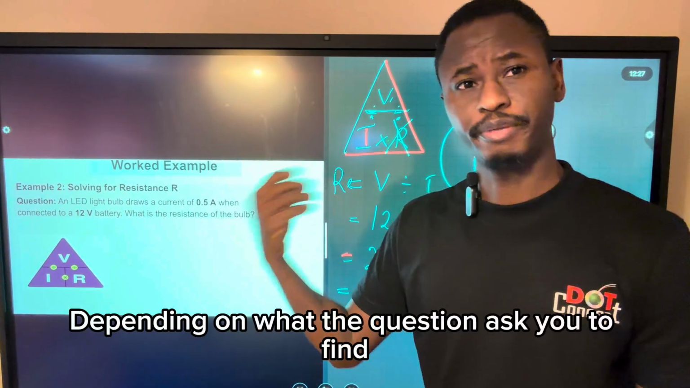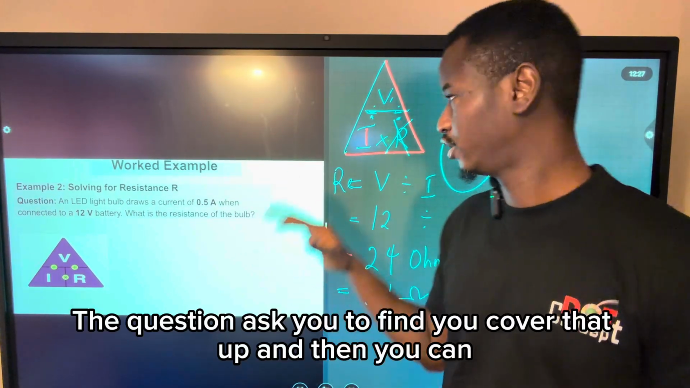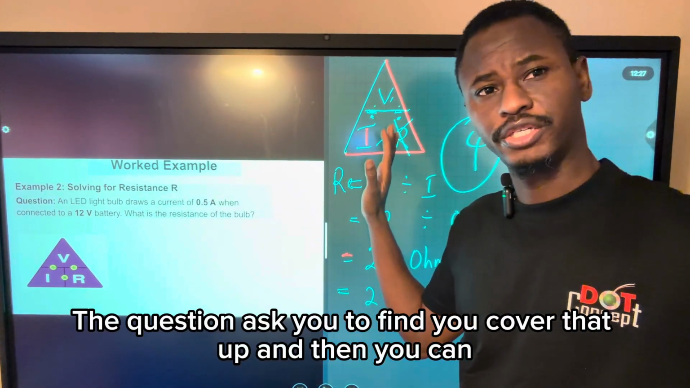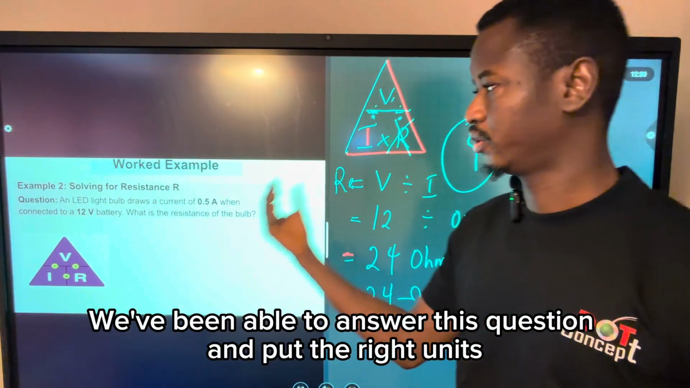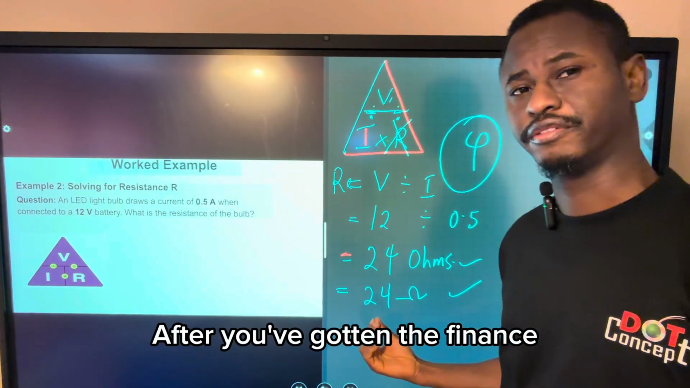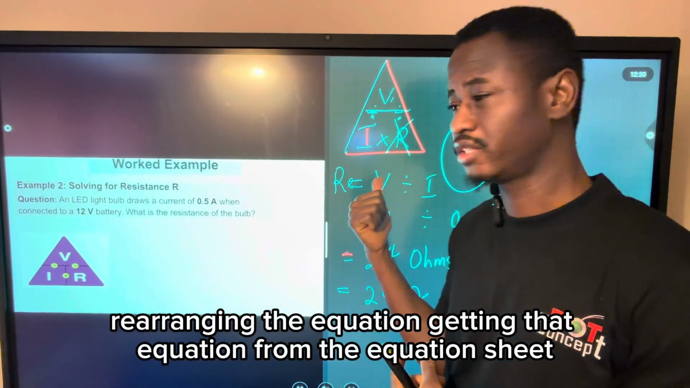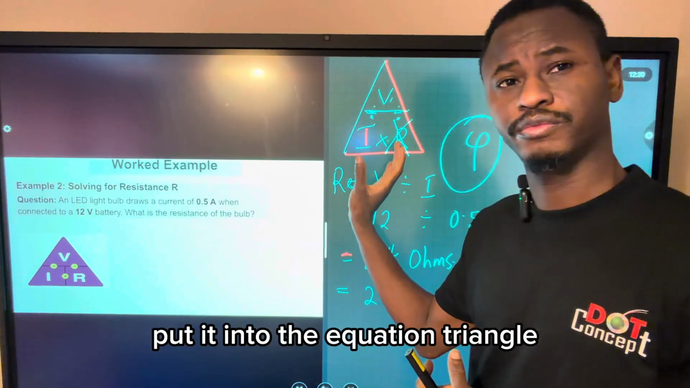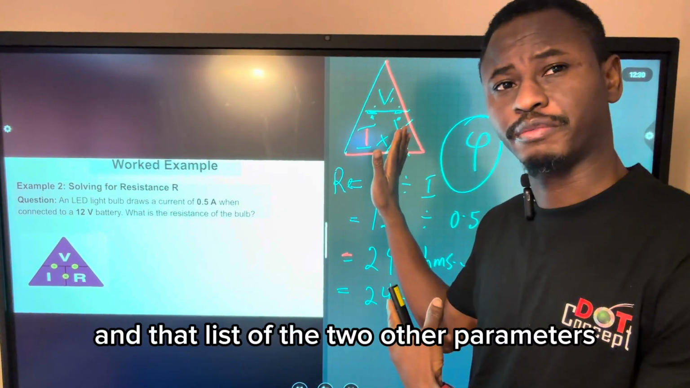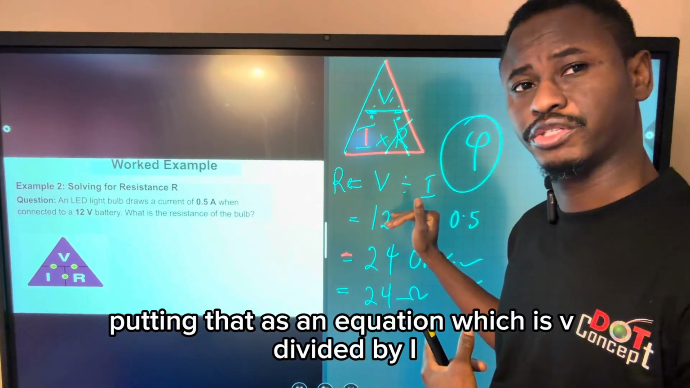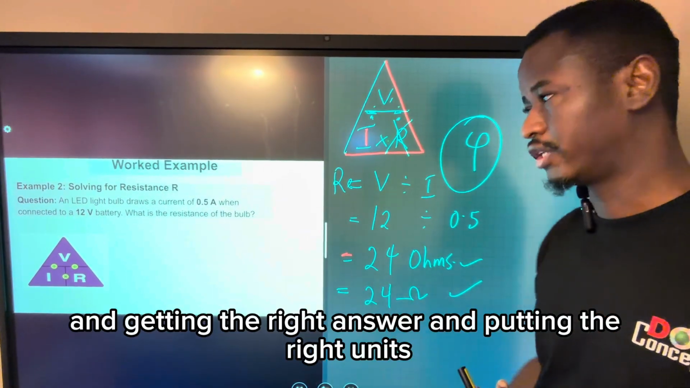Also, depending on what the question asks you to find, the parameter the question asks you to find, you cover that up. Right, so we've been able to answer this question and put the right units after you've gotten the final answer: rearranging the equation, getting that equation from the equation sheet, putting it into the equation triangle, covering the part that we're looking for, and that leaves off two other parameters. Putting that as an equation, which is V divided by I, getting the right answer and putting the right unit.